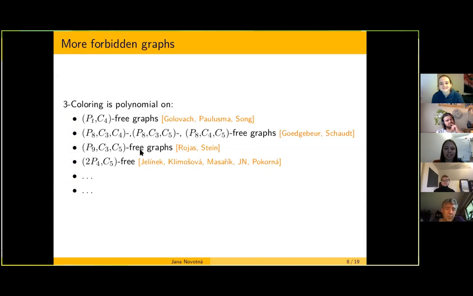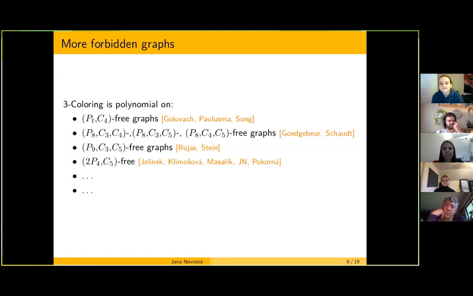Yeah, so in such a way, for example, the current best result for P7-free graphs was solved. At first, a triangle was additionally forbidden in P7-free graphs, and later a result for P7-free graphs which contain a triangle was proved. So this is one of the approaches. There are many results in this direction.